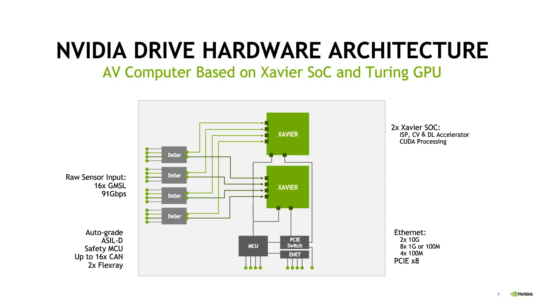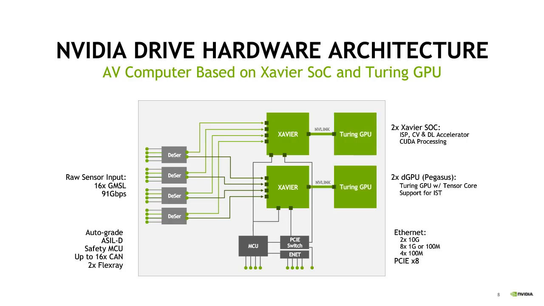DriveAGX includes 2 Xavier SoCs that each have 6 different types of hardware engines for redundancy and for optimization of the overall processing load. The platforms also include interfaces for integration with the vehicle and its sensors. We provide 2 versions of the DriveAGX platform that leverage the Xavier SoC. The first is DriveAGX Xavier for Level 2 and Level 3 driving, and the second is DriveAGX Pegasus for Level 4 and higher applications. The Pegasus platform includes 2 Turing discrete GPUs for running algorithms that need extra compute power.